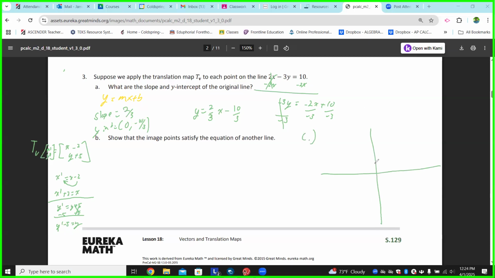So if you graph the first one, 1, 2, 3, 4, roughly right here would be the y-intercept. And then you would go up 1, 2, then 1, 2, 3, roughly. This is your first line. Let's call it Y. To move this left 2 up 5, I can technically take any one of these points and shift them left 2 up 5.